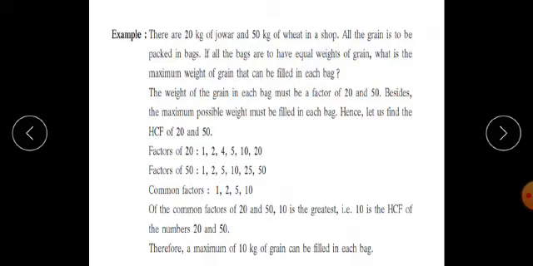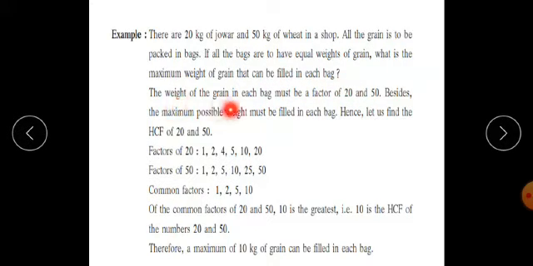Next example: there are 20 kg of jowar and 50 kg of wheat in a shop. All the grain is to be packed in bags. If all the bags are to have equal weights of grain, what is the maximum weight of grain that can be filled in each bag?